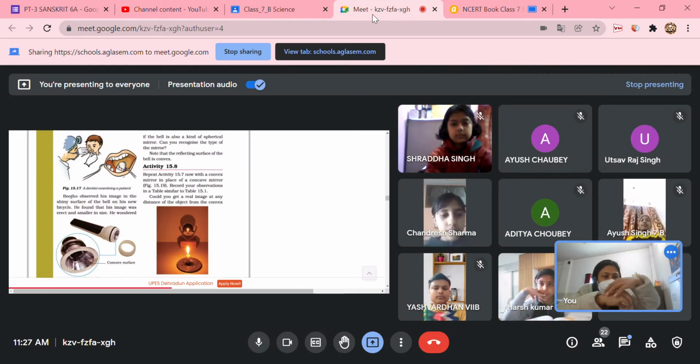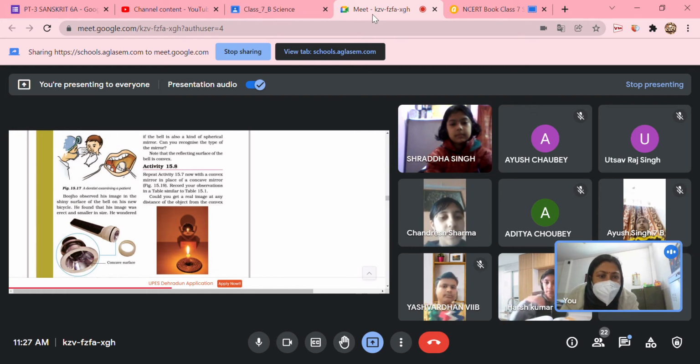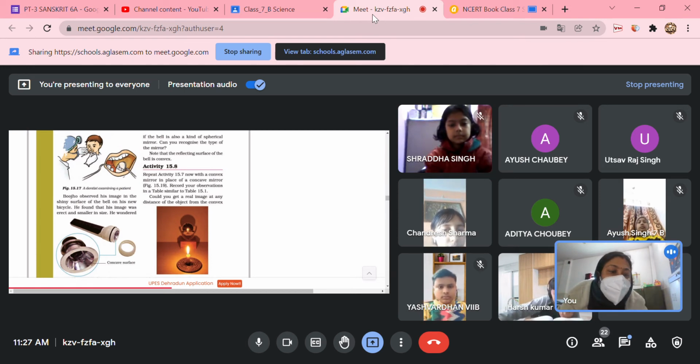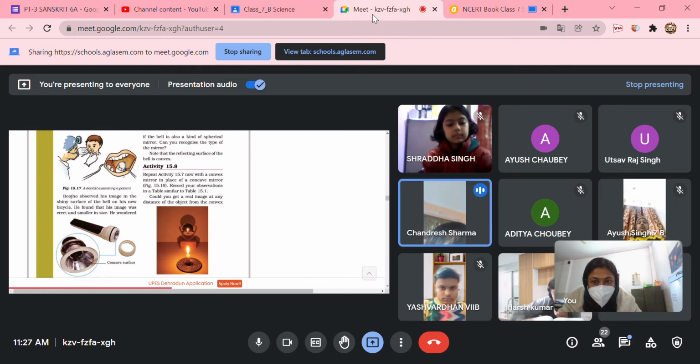So you can see the convex part of the spoon also. Yes, sir, we have done that experiment with the spoon. Like the back portion of the spoon, the bell that you have on cycles is also acting as a convex mirror, which gives you a virtual, diminished, erect image. Note that the reflecting surface of the bell is convex.